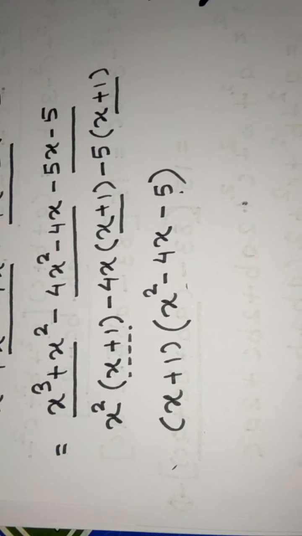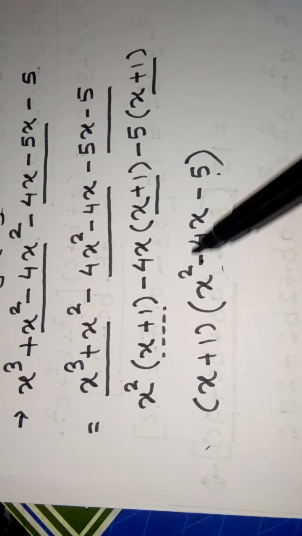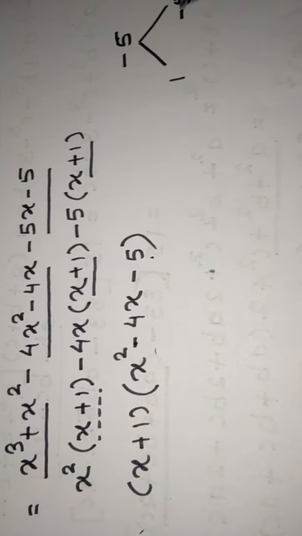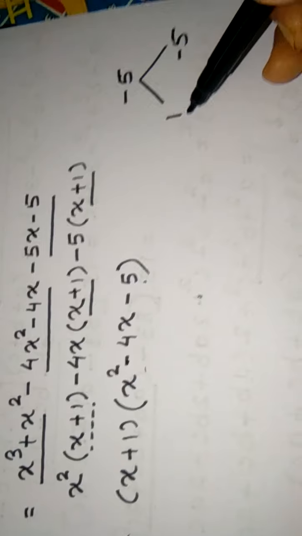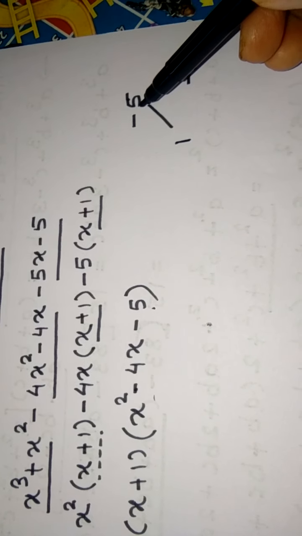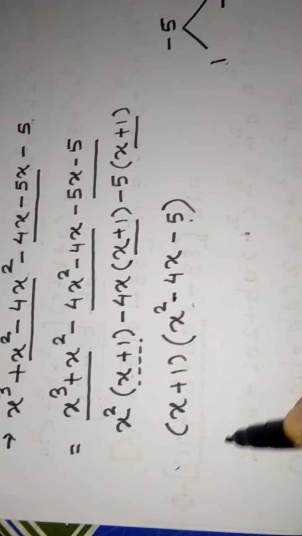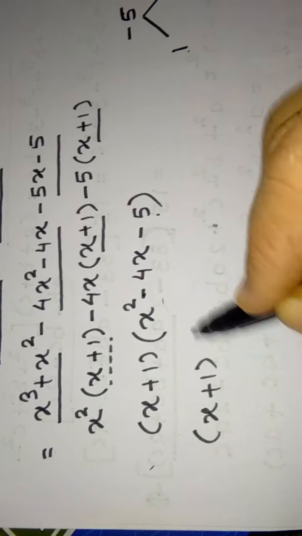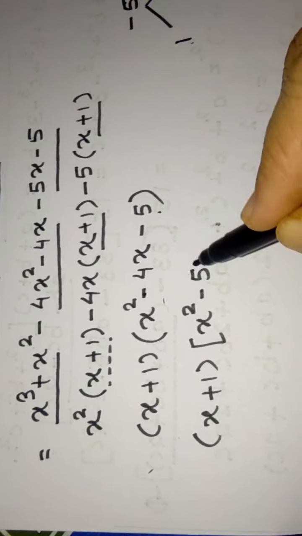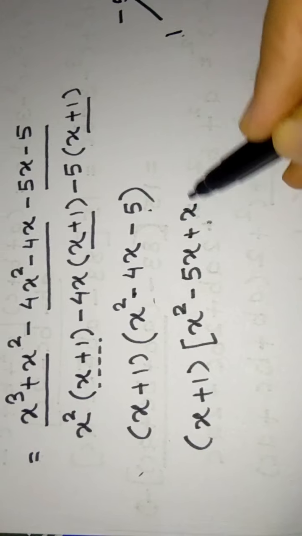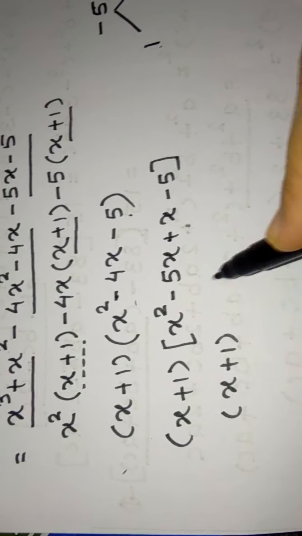The factors of 5 are 1 and 5. Give the minus sign to the bigger number, and now adjust the sign of the next term. As the product is minus, this sign will be plus so that we get the minus product. Now x plus 1, and the factors of this are x square minus 5x plus x minus 5, that is x plus 1.